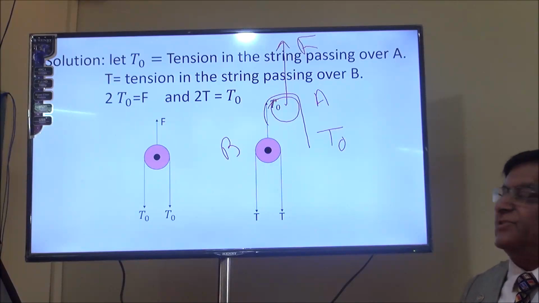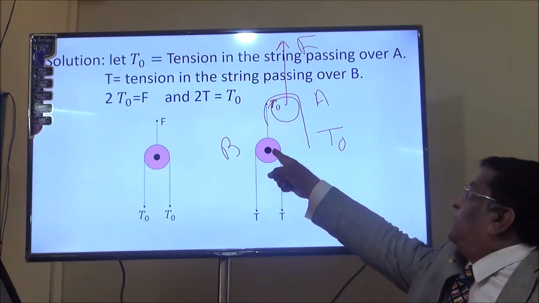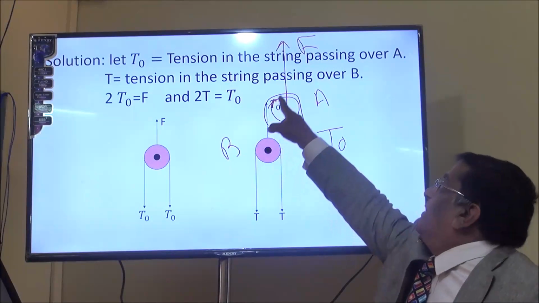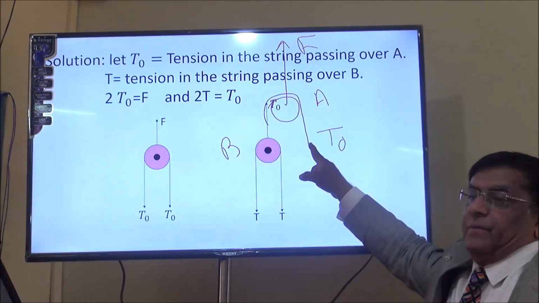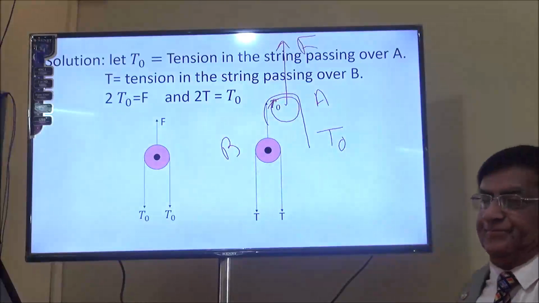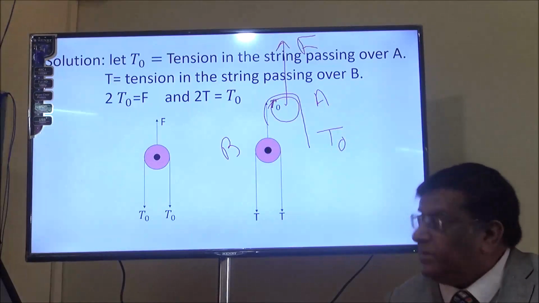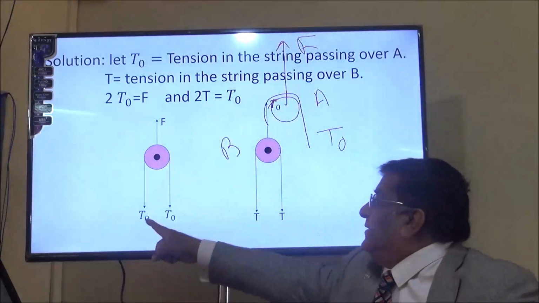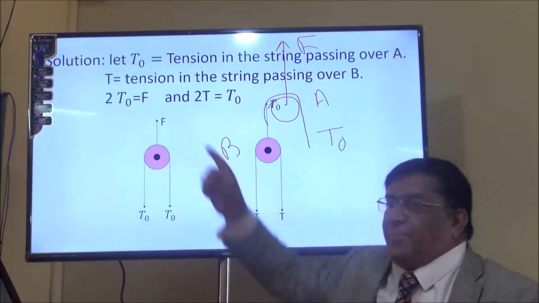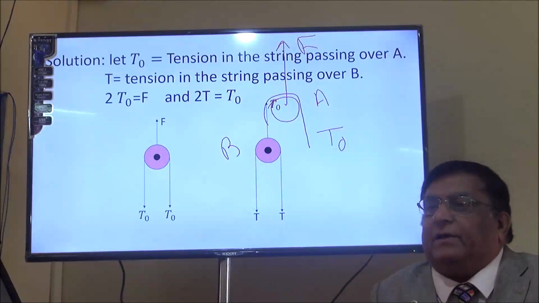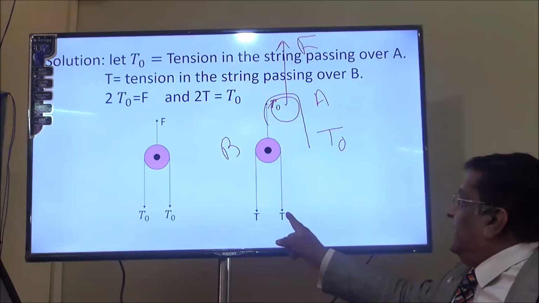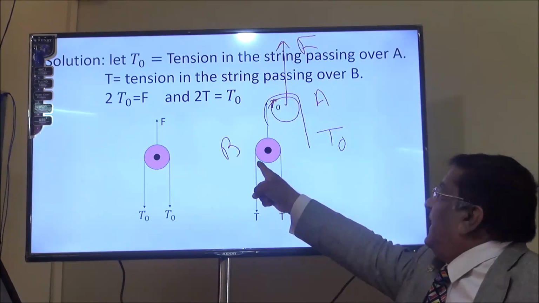What I understand is that this pulley is connected with the string and that string passes over another pulley, and we are applying a force F there. That pulley is separated here. T naught is coming from this direction and F we are applying here. What is the relation between T naught and T? What is the direction of tension at this point?